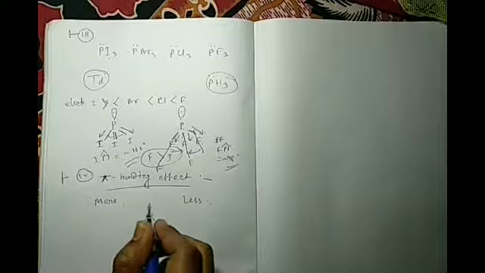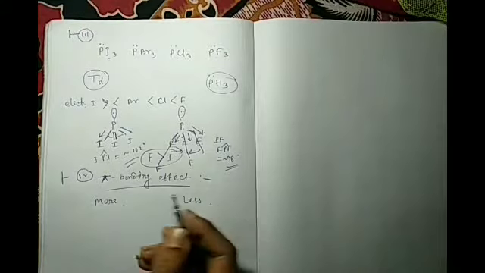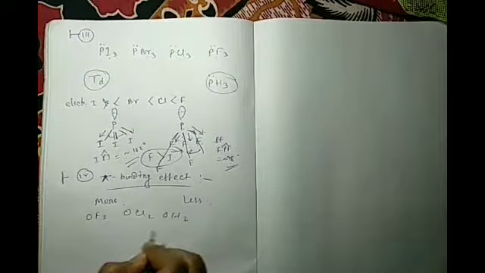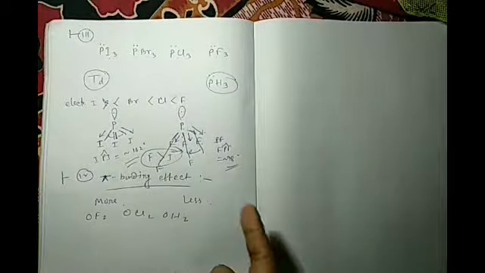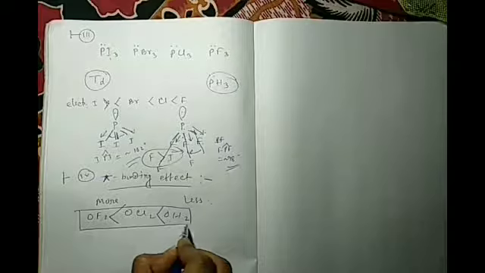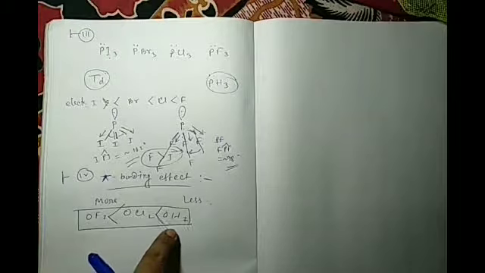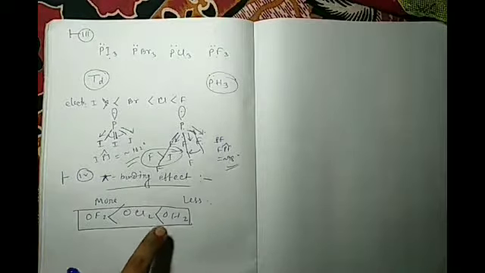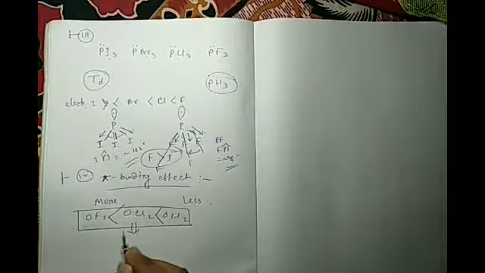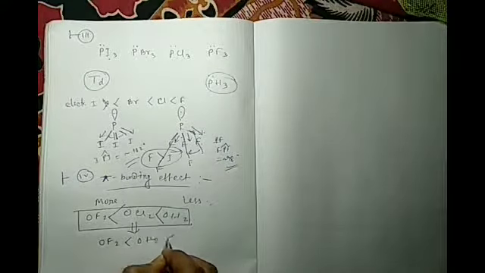So let us explain this with an example. The bond angle in the case of OF2, OCl2, OH2 should follow a certain order, but it actually does not follow that order. Why is that? We first state the correct order. The correct order will be OF2, OH2, OCl2.